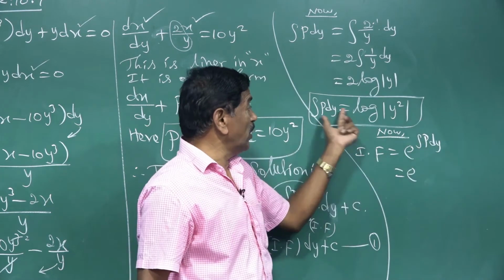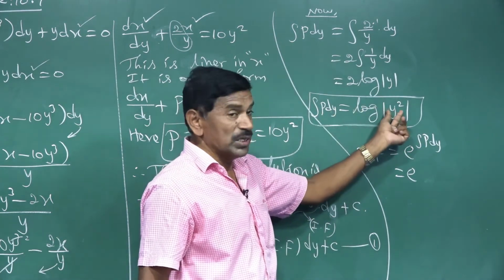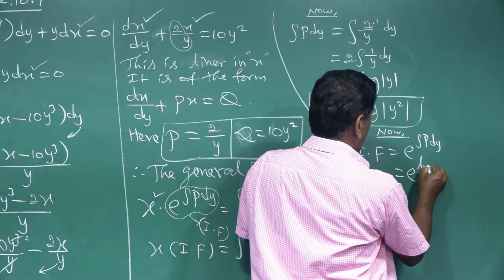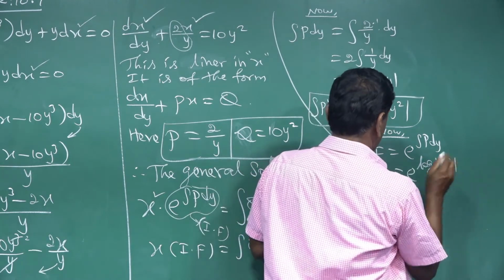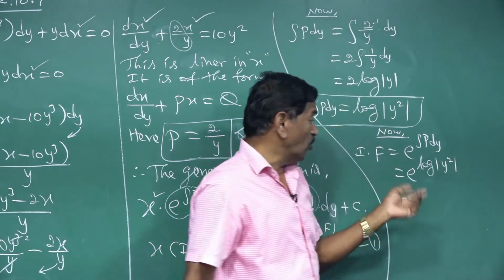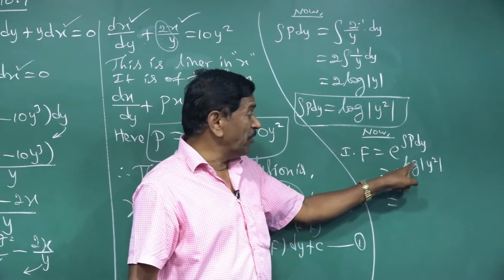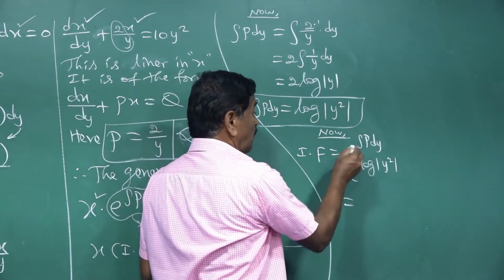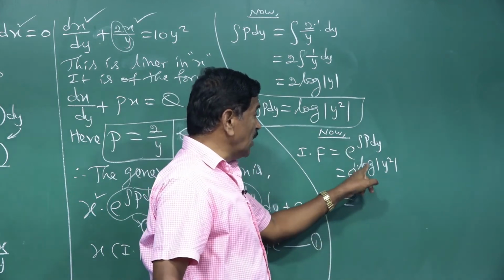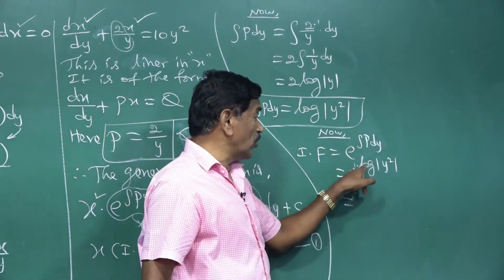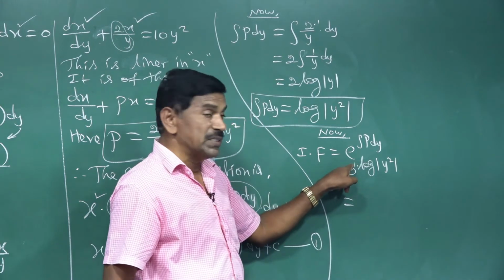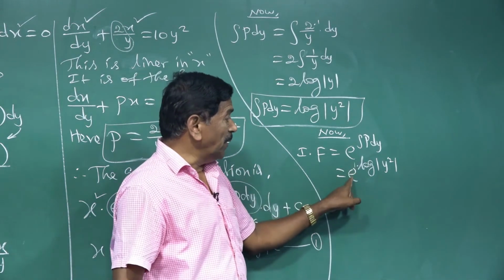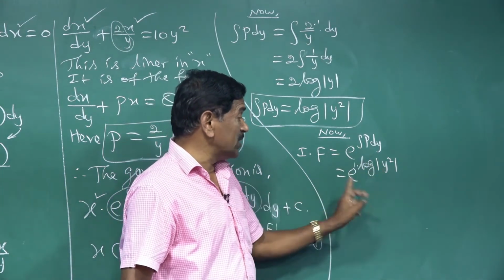What is integral p dy? Yes, which is equal to log of y square, that is log modulus y square. Now listen, base e, power log with the coefficient 1. When the base e and the power log with the coefficient 1, then base e and the log cancel. For them to cancel, the log coefficient should be 1. Then only base e and the power log cancel, remaining y square.